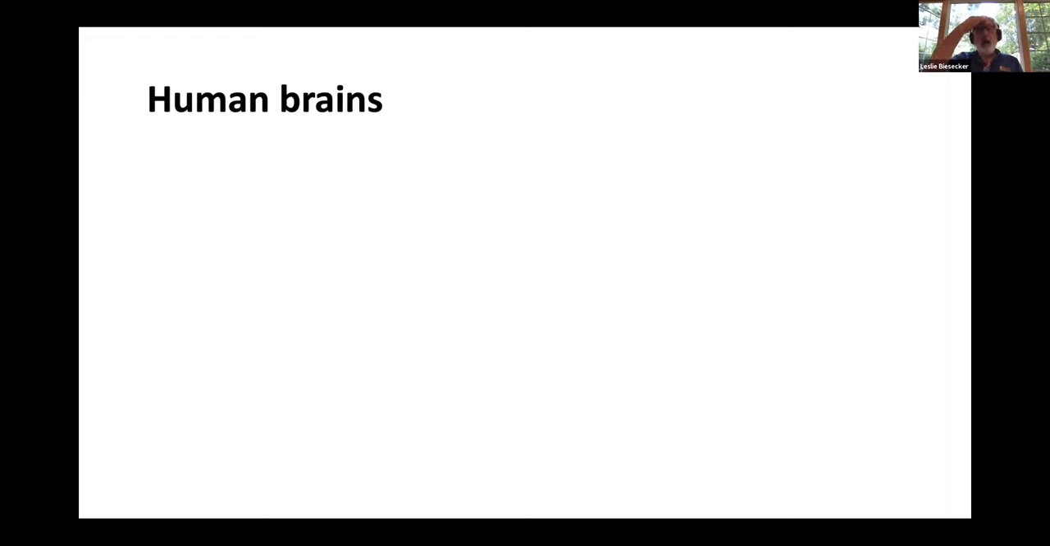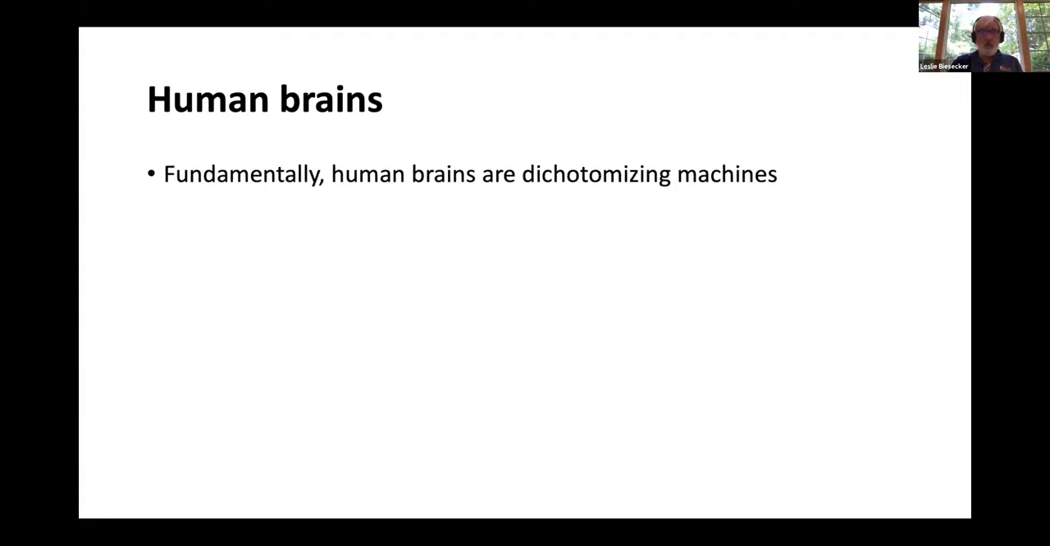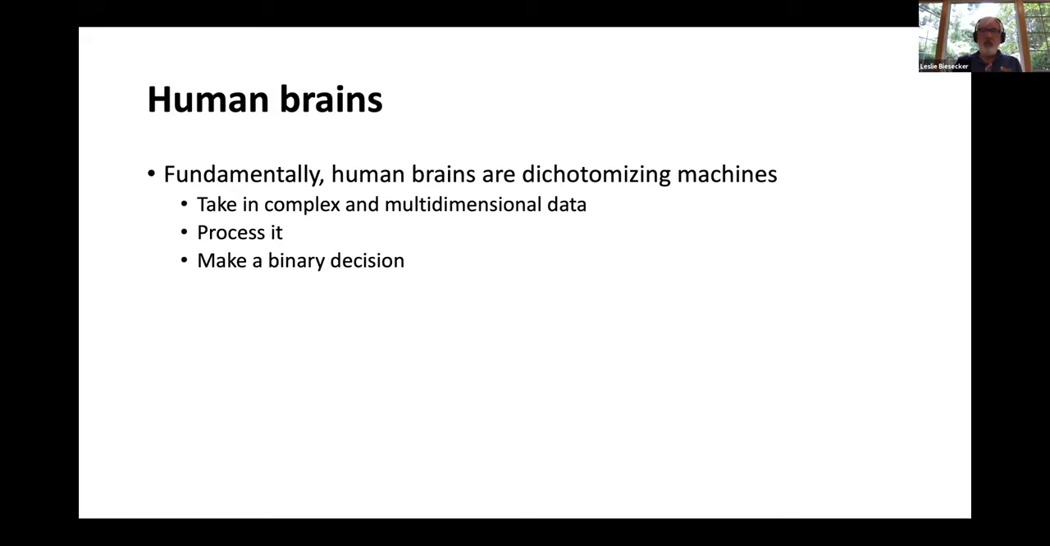So first I want to talk a little bit about these things, our brains. Our brains are dichotomizing machines. And when I say that, what I mean is that what human cognition is really good at is taking in actually very complex and even multidimensional data and then processing it in such a way that you can then make a binary decision. You can take this huge mass of complex and sometimes contradictory data and sift it and sort it and prioritize it and ignore it and leave yourself with a yes, no decision or a good, bad decision or a friend or foe decision or a pathogenic or benign decision.